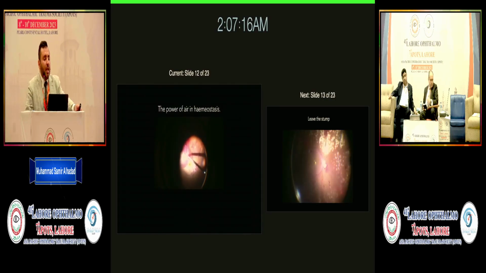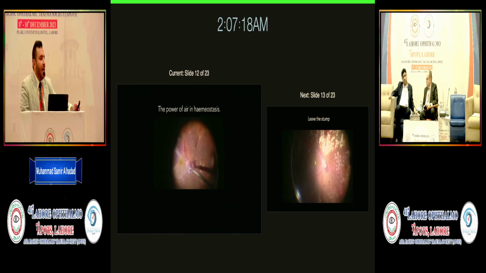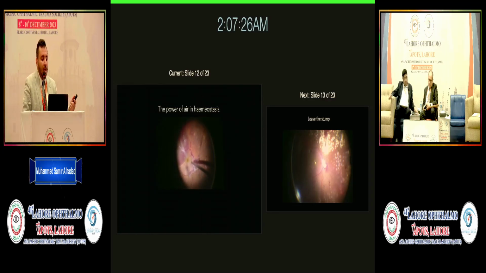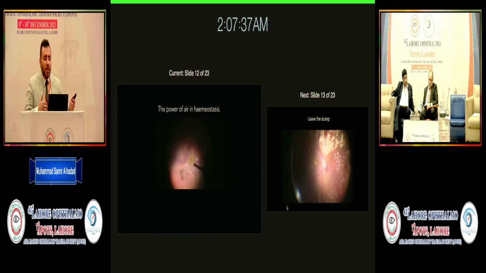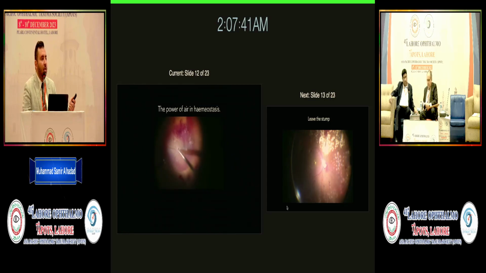Okay, this is a case of combined tractional and rhegmatogenous retinal detachment. While doing the operation here, you will see that bleeding will occur. You can stop this bleeding by the power of air, by moving from saline mode to air fluid exchange.